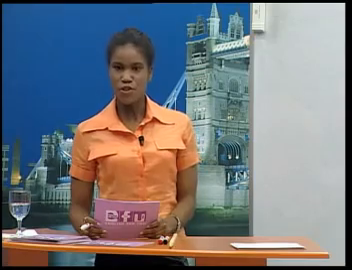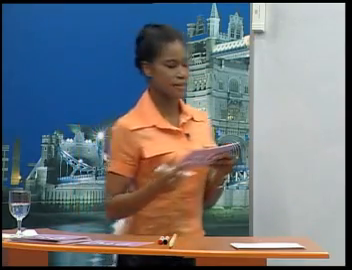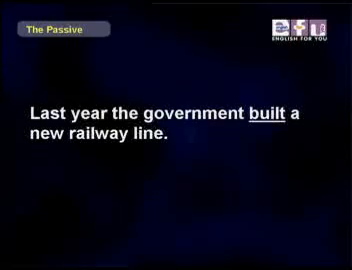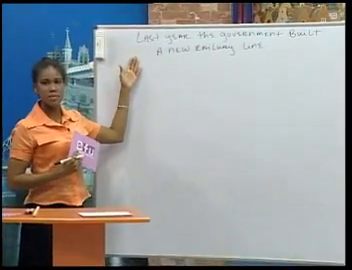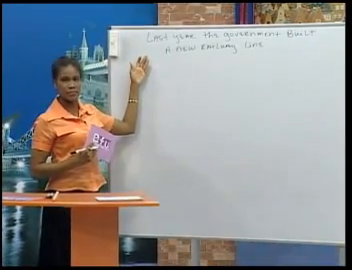Now, let's have a look at present, past, and future. Let's take a look at this sentence. Last year, the government built a new railway line. Okay, last year, the government built a new railway line.